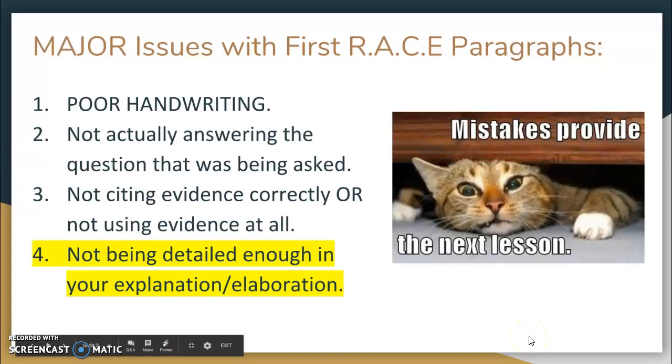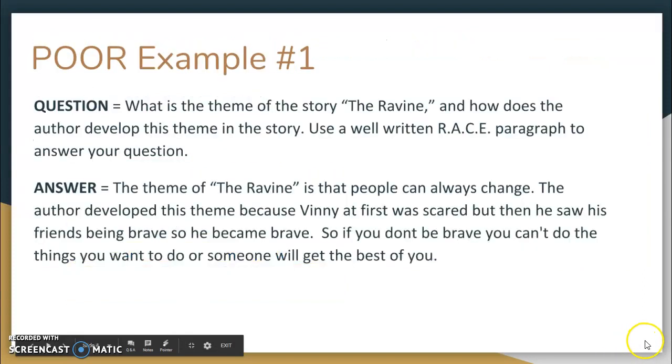I want to show you some good examples and some bad examples of race paragraphs from this week. Now, first of all, I want to show you a poor example. This was from one of my 6th grade classes, and by poor example, I mean it scored a 70 or lower, so 70 out of 100 or lower.